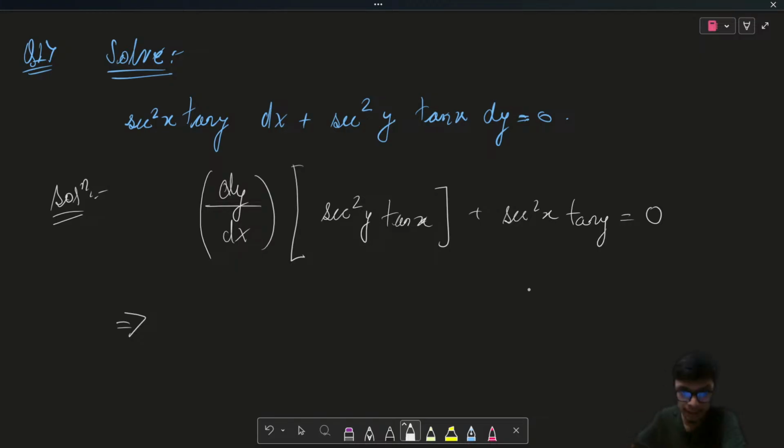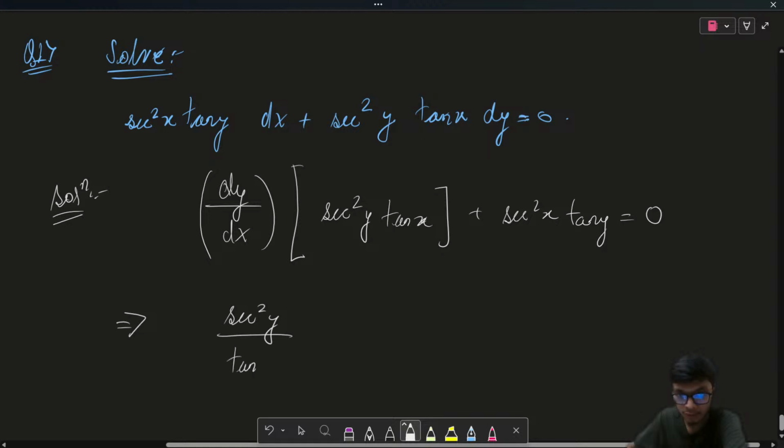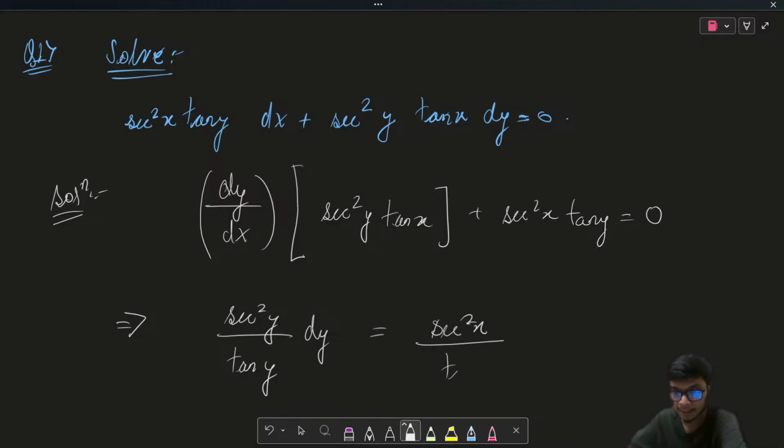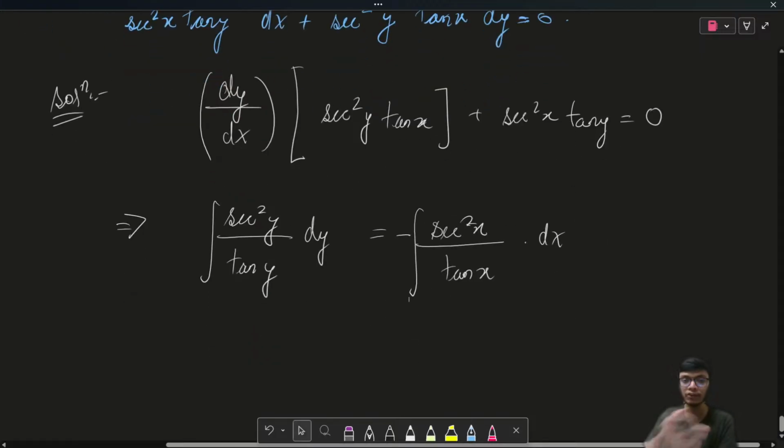So if I do it over here, with dy, I will get secant y divided by secant square y divided by tan y into dy is equals to secant square x divided by tan x. So then I will get this form over here, and a minus sign is there, right? Now I have to just integrate both these sides to get to the solution. So it is very simple.